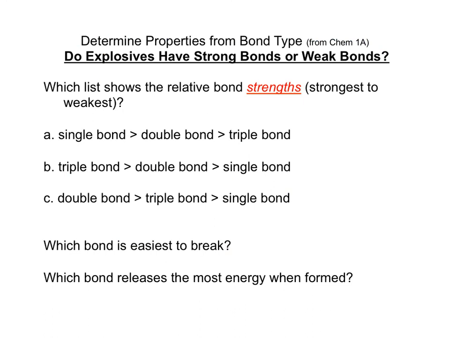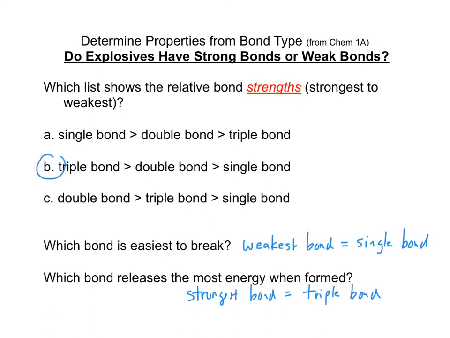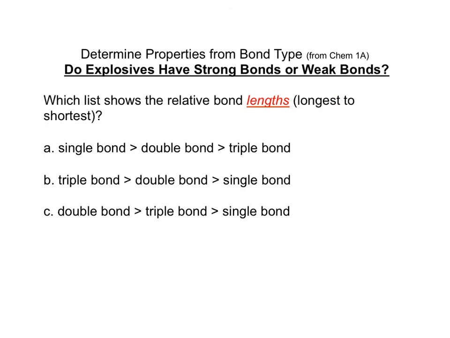So let's review. Stop the video and answer these questions. And the answers are: bond strength tells about reactivity and whether a reaction is exothermic or endothermic. What about bond length? Stop the video and answer this question. And the answer is: how atoms bond together tells us about structure. Bond types tell us about reactivity.